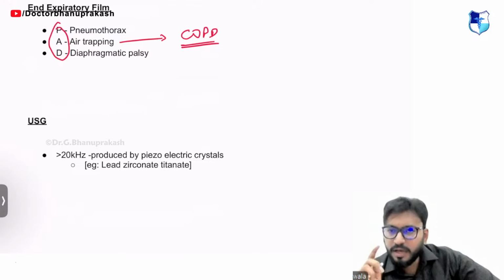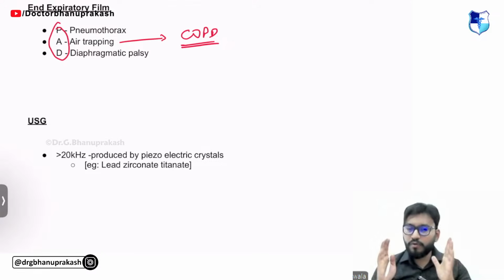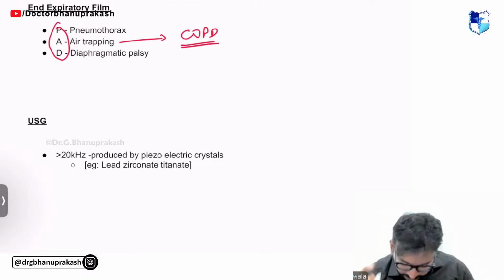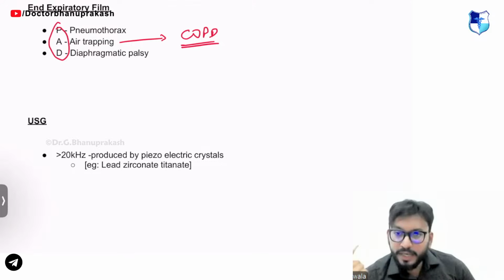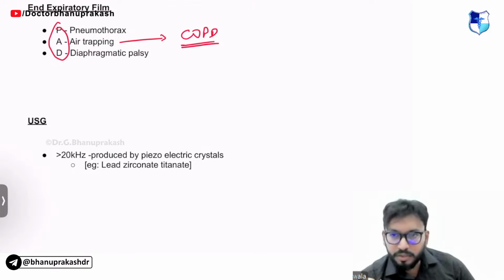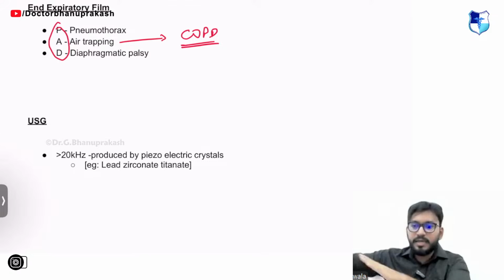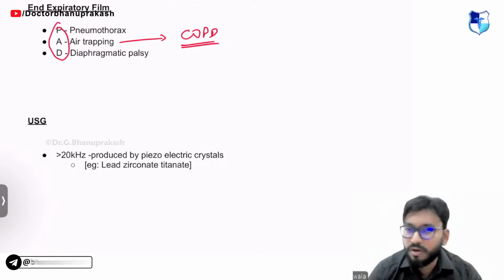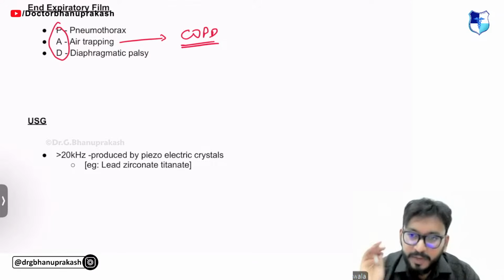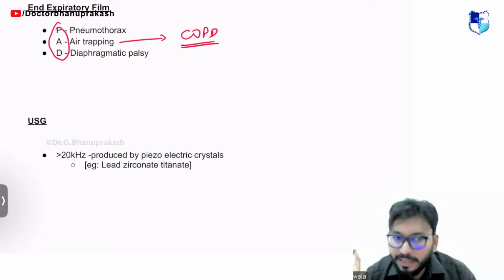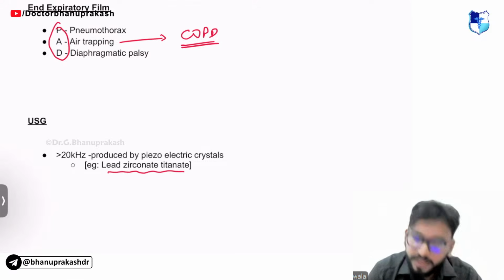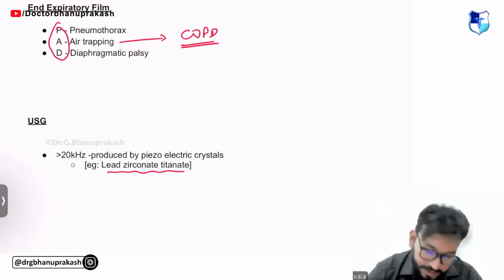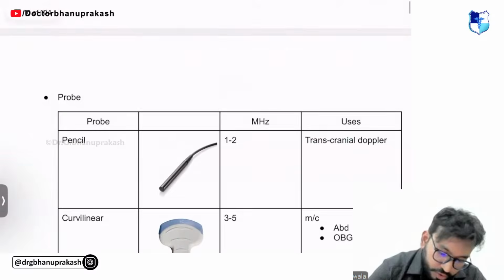Right. USG, guys. Basics about USG. One-liners can be asked very commonly. USG means ultrasound. Ultrasound, we know from our basic physics. The frequency of sound that we can hear is 20 hertz to 20,000 hertz, 20 hertz to 20 kilohertz. Above that is ultrasound. So we use a frequency of more than 20 kilohertz. That is ultrasound. It is produced by vibrating piezoelectric crystals, and it is made up of lead zirconate titanate.